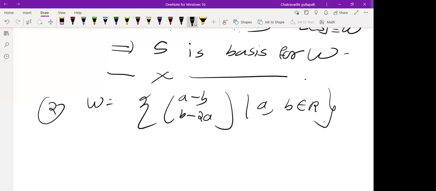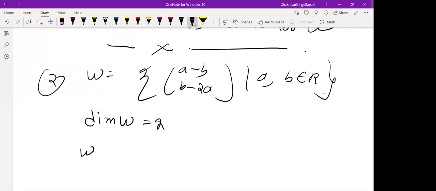Now, tell me what is the dimension? 2. Why 2? 3 variables. 2 free variables, because 2 free variables are the dimension. Now we want a basis. How to get a basis? We express it as a combination of A.